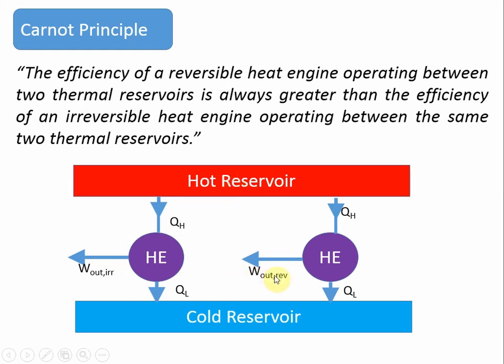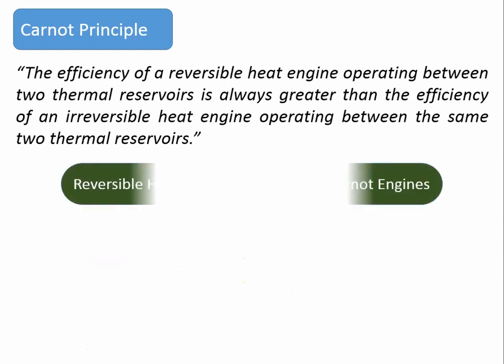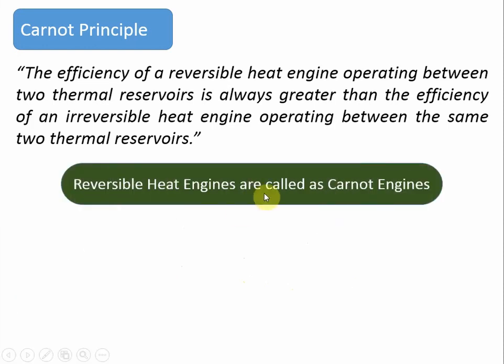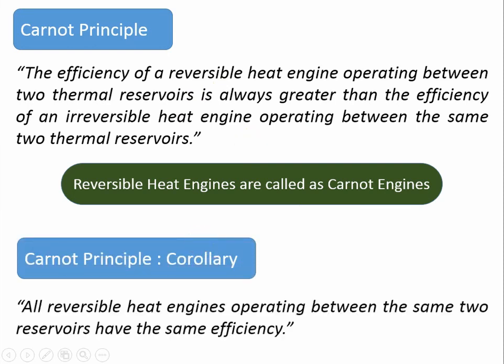Consequently, the work output of the reversible heat engine is greater than the work output of the irreversible heat engine. Reversible heat engines are called Carnot engines as well, because that comes from the Carnot principle. And there's a corollary of the Carnot principle, which is itself a corollary of the second law as well. All reversible heat engines operating between the same two thermal reservoirs have the same efficiency.